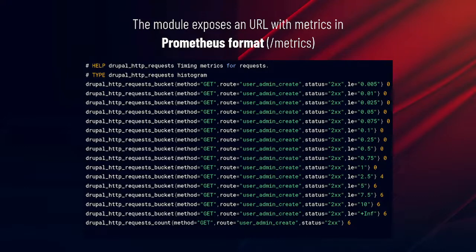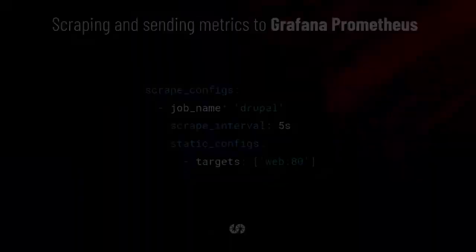If you enable the module, configure it, and then go to the slash metrics endpoint, you will see this text response that is in the standard Prometheus format. In this case it exposes a histogram, which is a data structure in Prometheus, that says, for example, that for the user-admin-create route, and for a set of time buckets, in seconds, how many responses take this time to be returned. So for example, we have four requests that take 2.5 seconds, six that take 5 seconds, and so on.